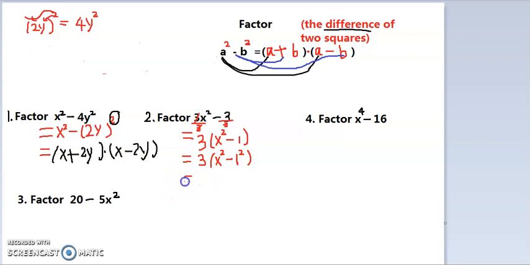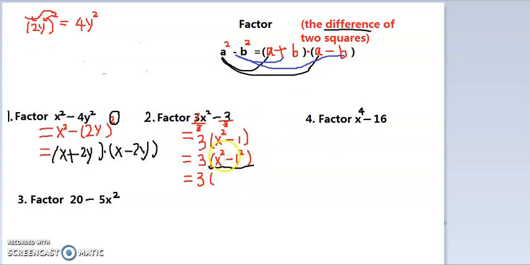And now we can use the formula. Notice that 3 is the common factor we factored out, so we have to keep it from the beginning to the end. Now let's apply the difference of two squares type just on this part.